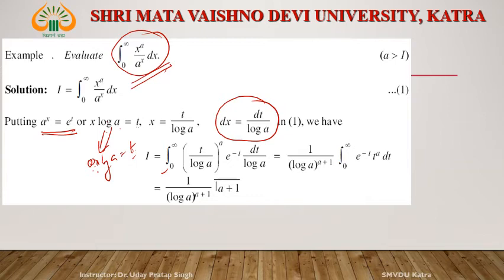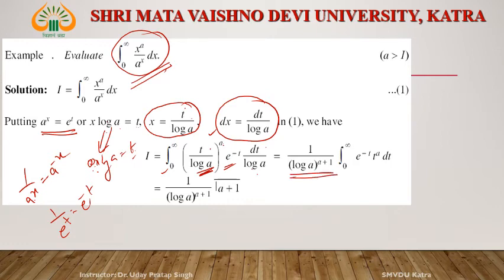Okay, x to the power a, what is x? x is t divided by log a, whole to the power a. And a to the power minus x, that is 1 upon a to the power x, and what is a to the power x? It is e to the power t, so this is e to the power minus t. And what is dx? dt by log a. Okay, so simplify this term. Log a to the power a and log a, this term is taken out of the integral since it is the constant term. So 1 upon log a whole to the power a plus 1.